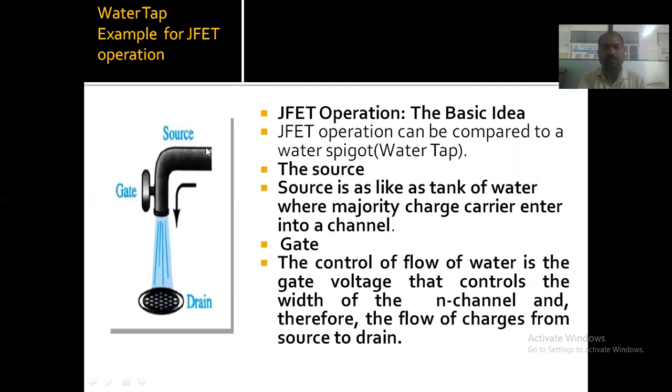Then whatever majority charge carrier comes from your source travels from the source towards the drain. During that portion, the gate is the control terminal, so whatever electrons and holes come from the source should be collected, meaning given to the drain, right? So the drain is nothing but a collector terminal for the majority charge coming from your source.